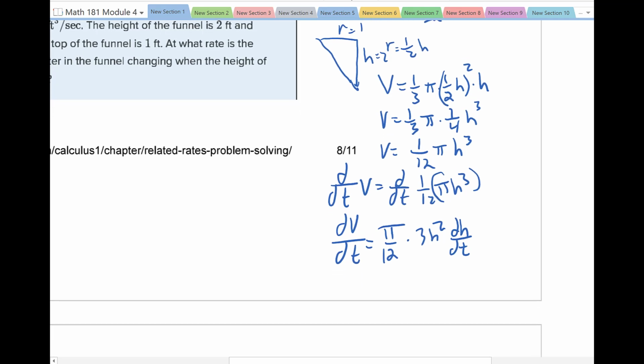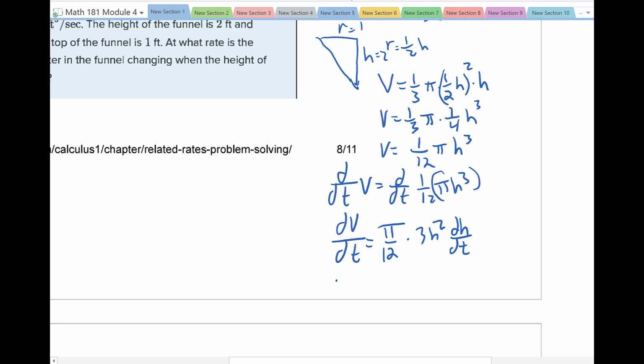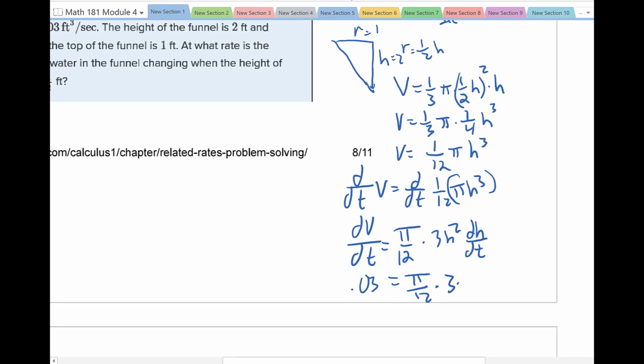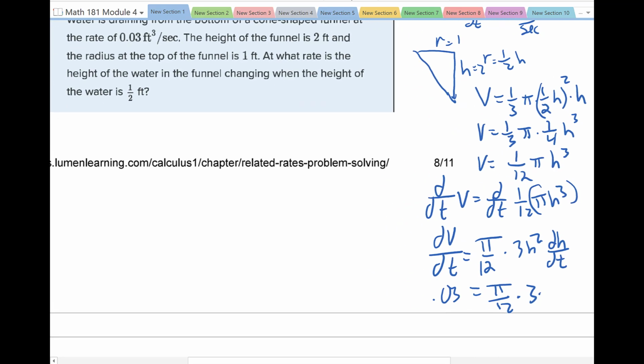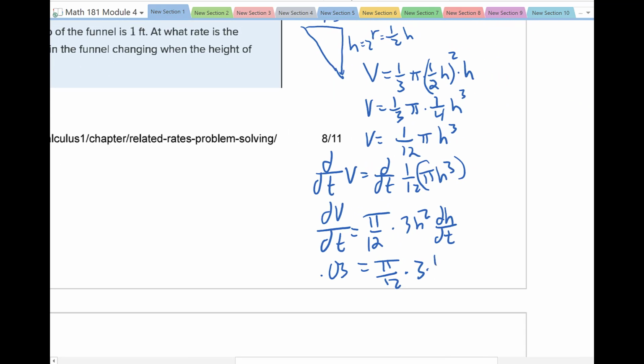And now I can put the pieces in. I know my dV/dt is 0.03 equals pi over 12 times 3 times, and our h in this case, what did it say the height was? They want to know the height is 1/2, so 1/2 squared times dh/dt.